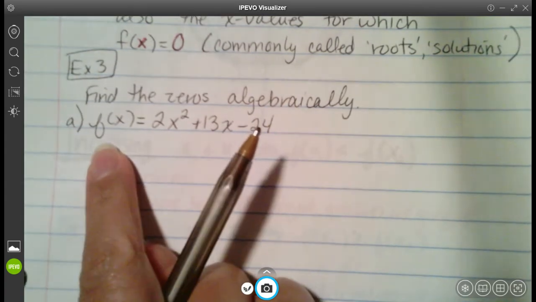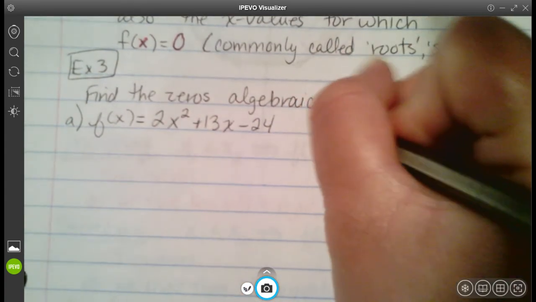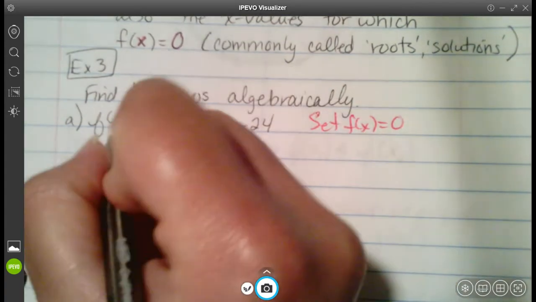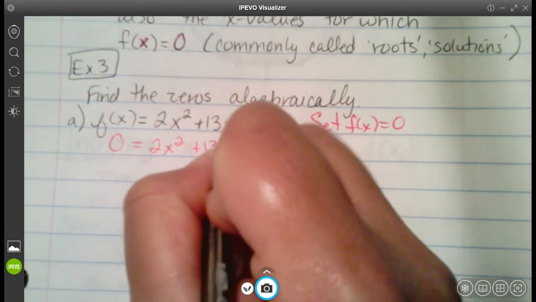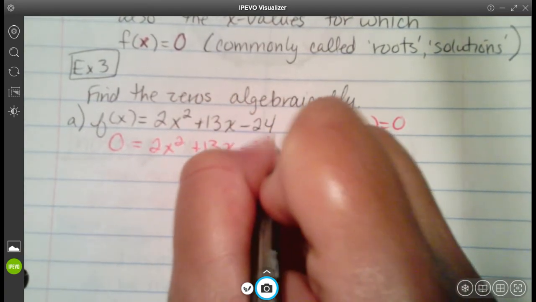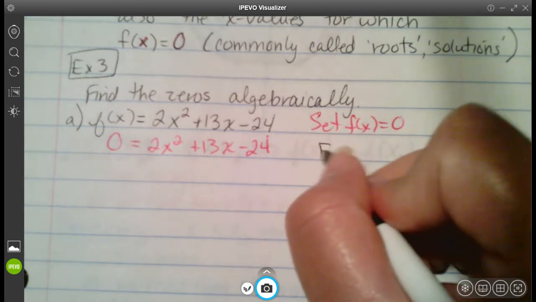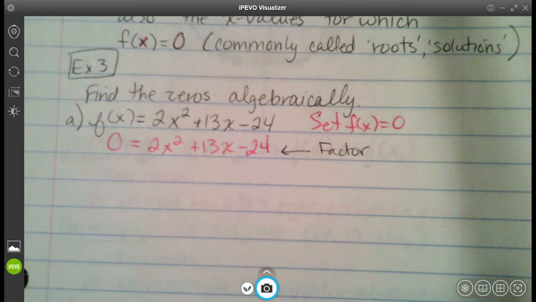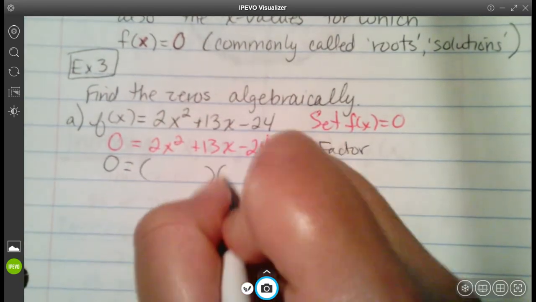So what we're going to do is set f of x equal to 0, which means I'm going to have 0 equals all of this, 2x squared plus 13x minus 24, okay? At this point, I'm going to have to factor. So I'm going to factor here, okay? So 0 equals, and then I have my 2 parentheses, okay?